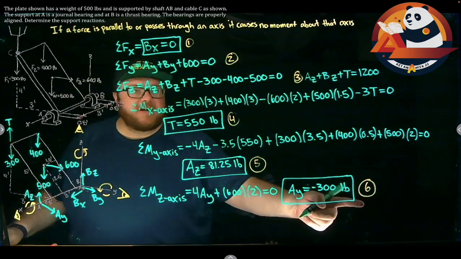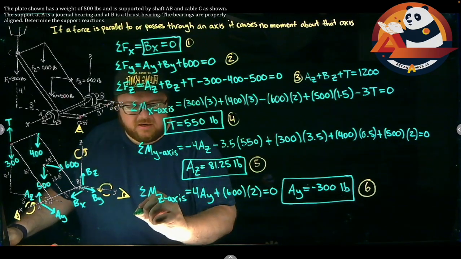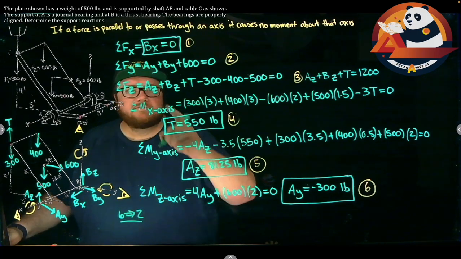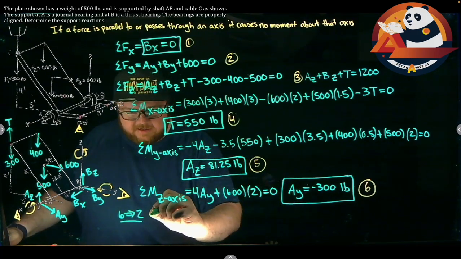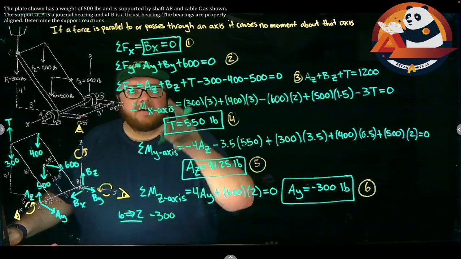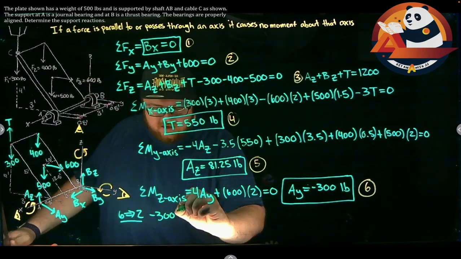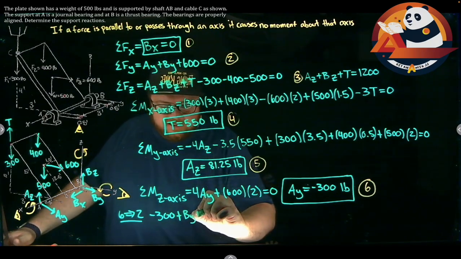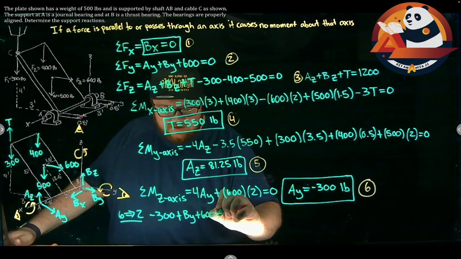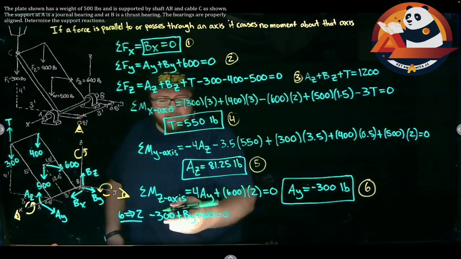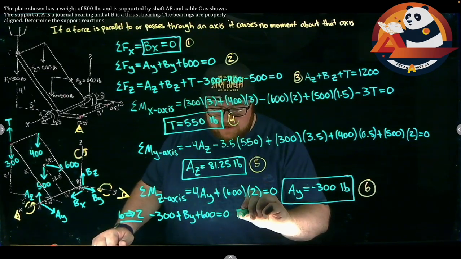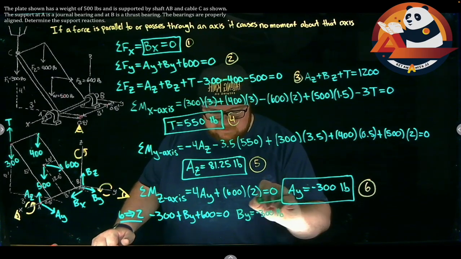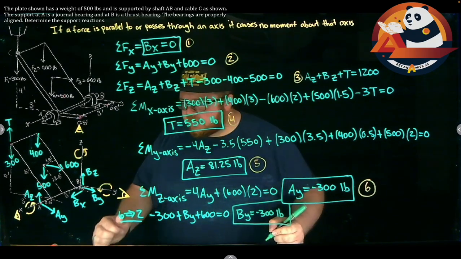So I could take what I get for equation 6, let's plug that into equation 2. So I'm going to say I'm doing 6 into 2. AY, negative 300, plus BY, that's unknown for us, plus 600 equals 0. Or BY works out to be negative 300. BY is negative 300 pounds, which is our second to last answer.